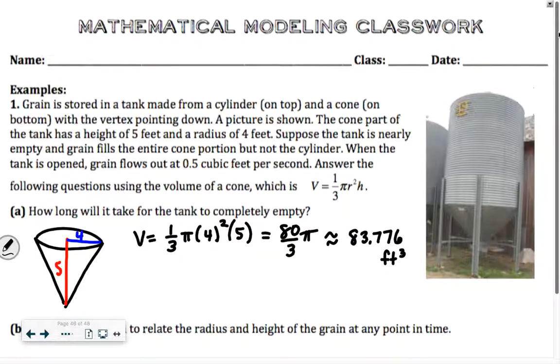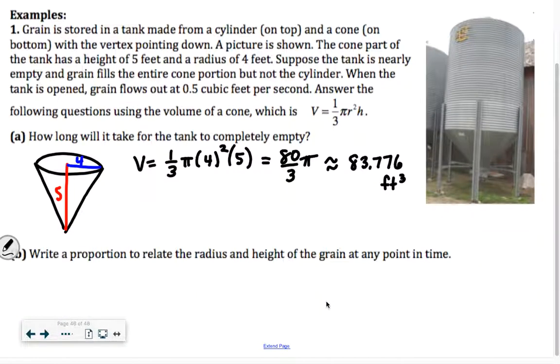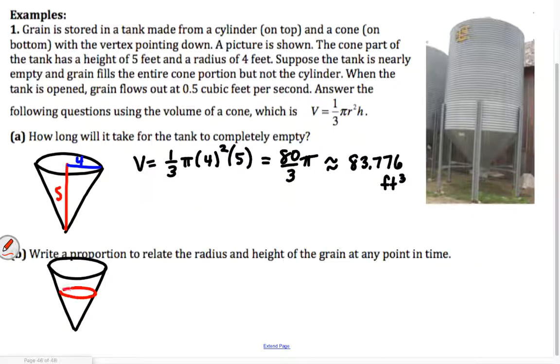All right, so part B. It says write a proportion to relate the radius and height of the grain at any point in time. So here's what's happening. The grain is leaving this cone, but we have another cone within it. We have the cone of the receptacle, like the silo, but inside of it is a cone of grain. See what I'm saying? It's kind of weird.